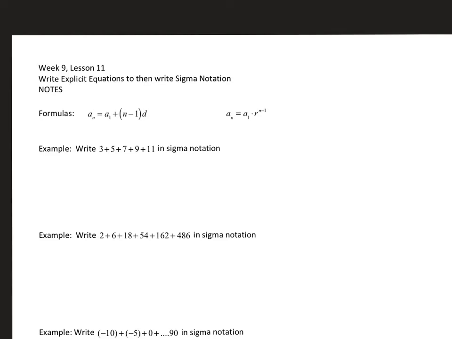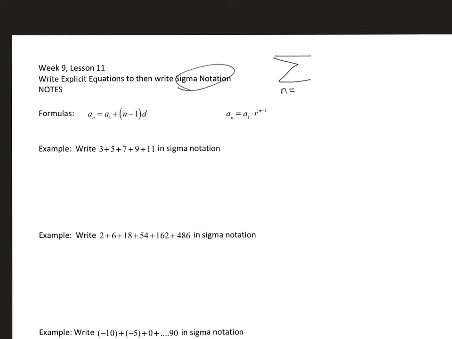This lesson is for week 9, lesson 11. In this lesson, you are going to be given a series, and you are going to have to try to write it in sigma notation. Meaning you're going to have to write the symbol down here.